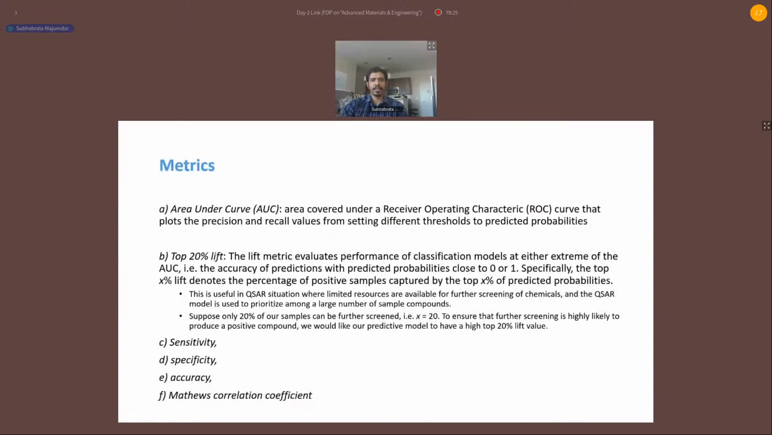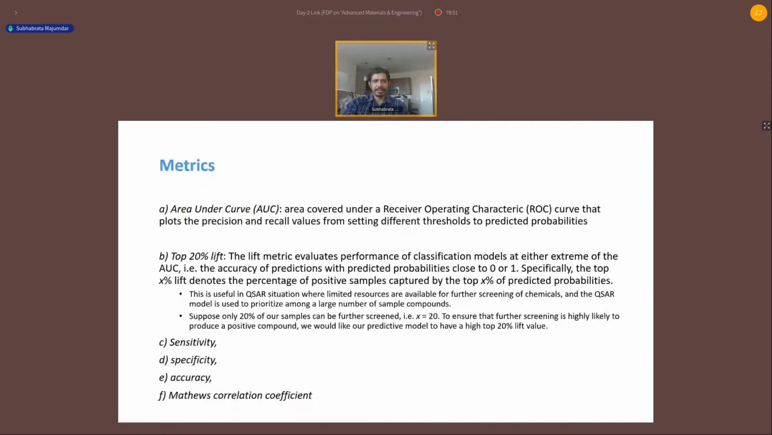And the metrics: finally, area under curve, which some of you might know is basically the area covered under a receiver operating characteristic curve that plots the precision and recall values. Precision is true positive and recall is 1 minus true negative. And top 20% lift essentially measures the accuracy at the top of the ranking.